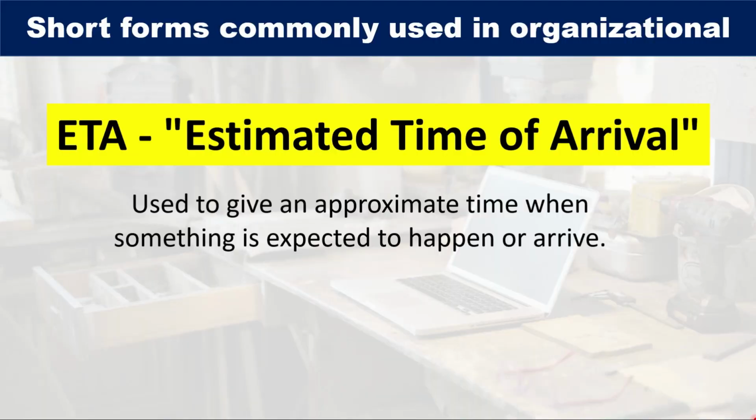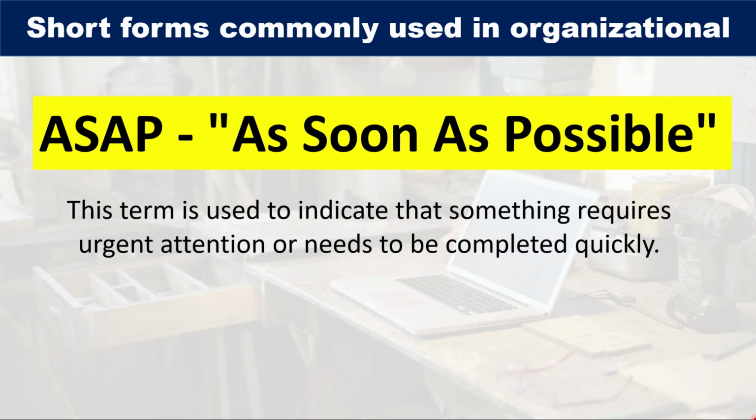Okay, so ETA. This term, estimated time of arrival, is used in organizations. ETA means estimated time of arrival. It is used to give an approximate time when something is expected to happen or arrive. At that time we use the term ETA.